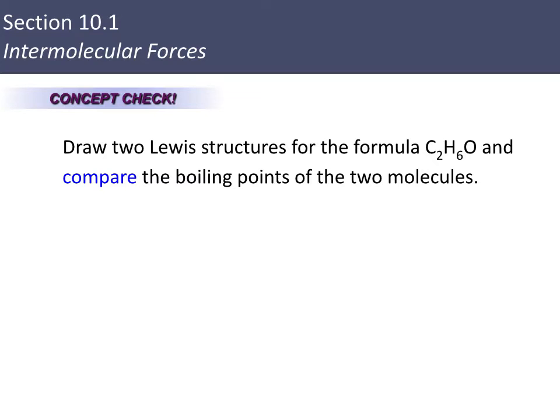Okay, next up. This one I'll read the question aloud, but I want you to pause it and give it a try. The question is, draw two Lewis structures for the formula C2H6O and compare the boiling points of the two molecules. So you need to draw out the two possible Lewis structures for that formula and then figure out and explain which one is going to have a higher boiling point. Go ahead and pause it here.